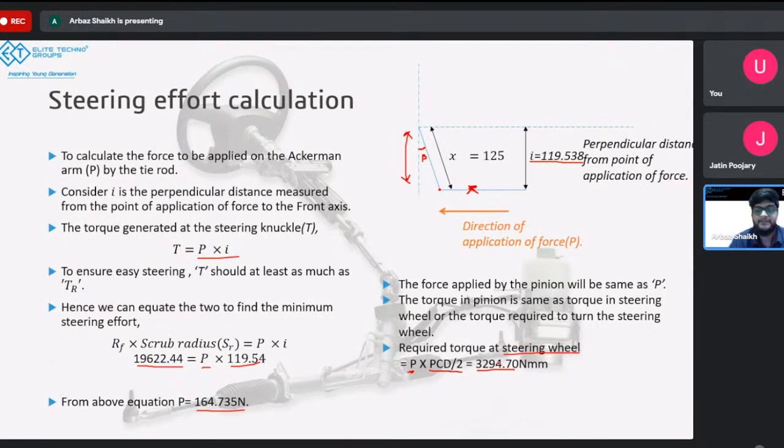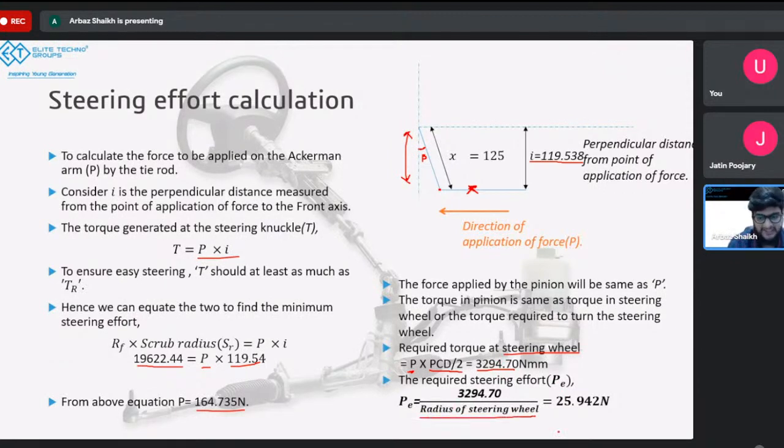Now consider the steering wheel to be of, let's say, some radius. In this case, I've taken 10 inches of radius. You can take any radius you have for your steering wheel. All you have to do, the steering effort finally comes out to be this torque divided by the radius of your steering wheel. This torque is in Newton mm, so you'll have to put the radius into mm, and that comes out to be 25.94 Newton, right? So this is the amount of force you'll have to apply on your steering wheel to overcome the resistance that is offered by the ground.